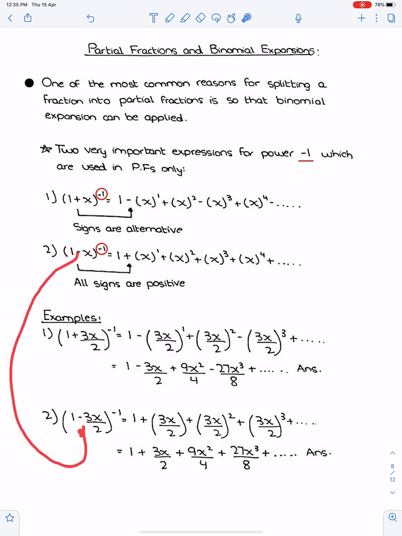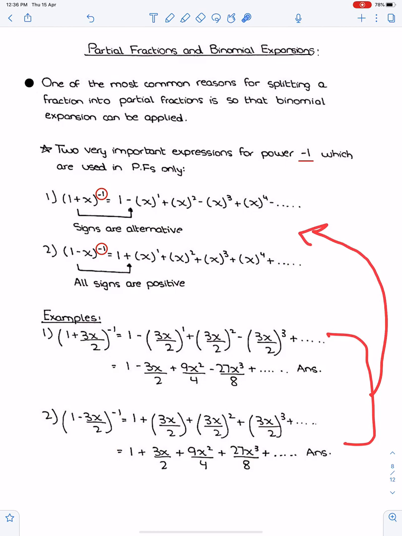Now this is the example of the other rule. The sign is negative and the power is minus 1. So we have to expand with all positive signs. So 1 plus 3x upon 2. The second term is 3x upon 2. Write the second term without its sign, just ignore this negative. 3x upon 2 power 1, 3x upon 2 power 2, 3x upon 2 power 3, and simplify this carefully. So these are the two applications or examples of these two rules.